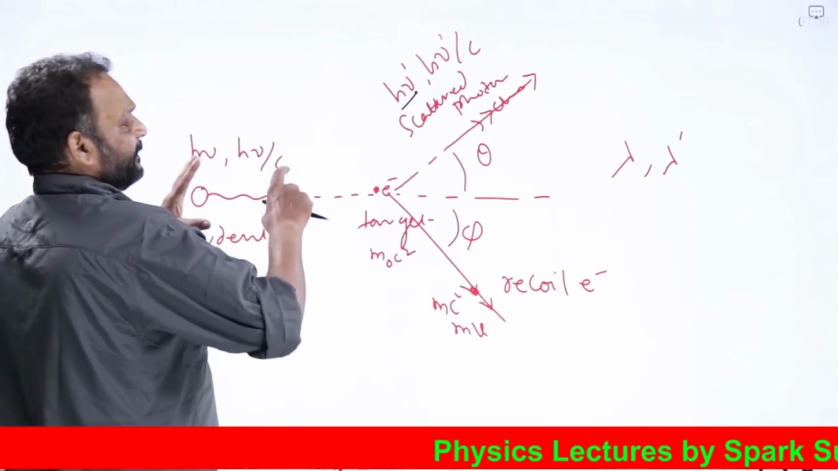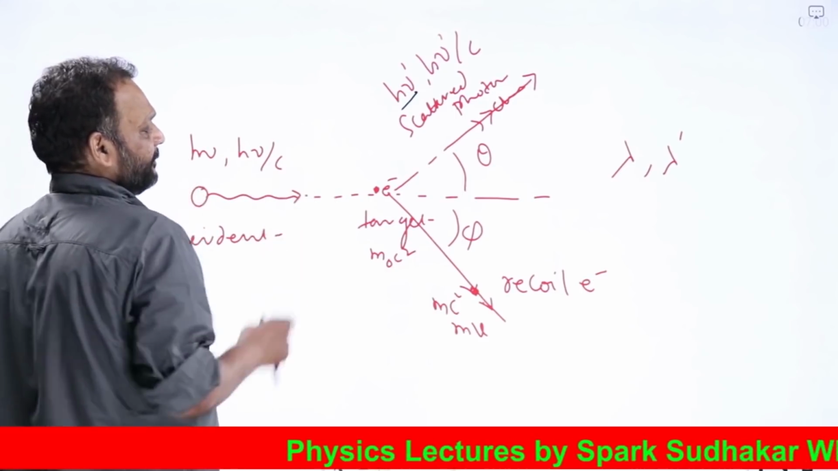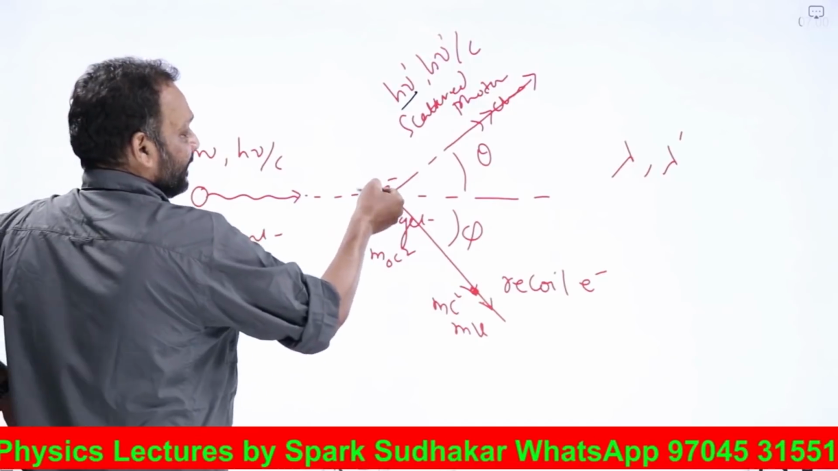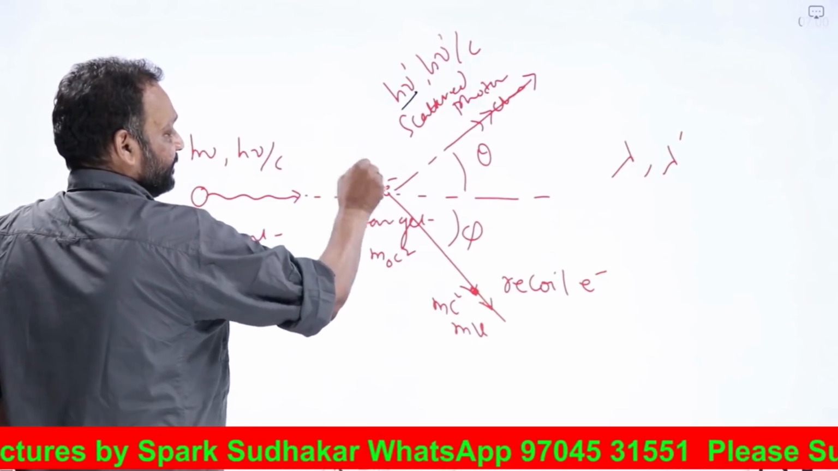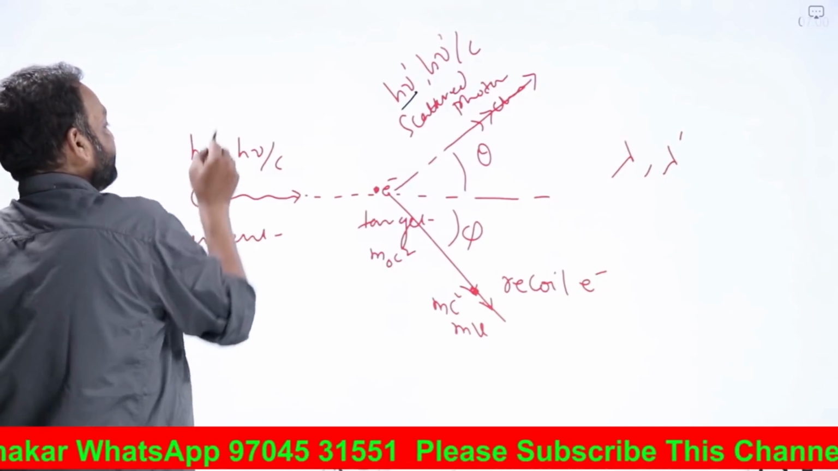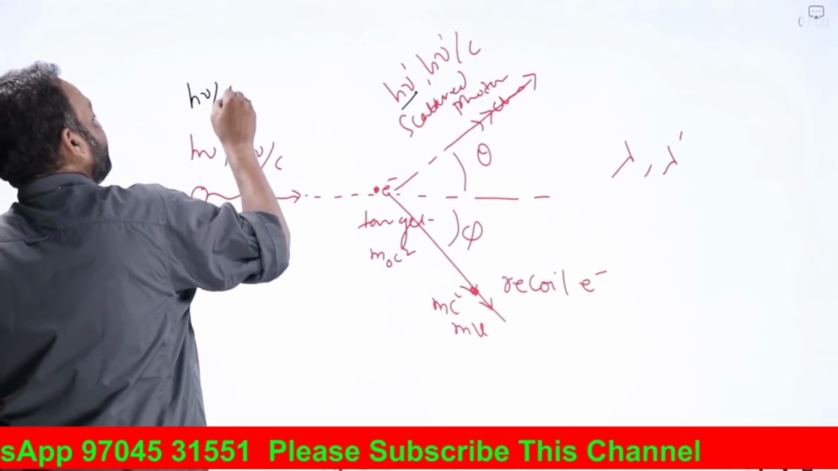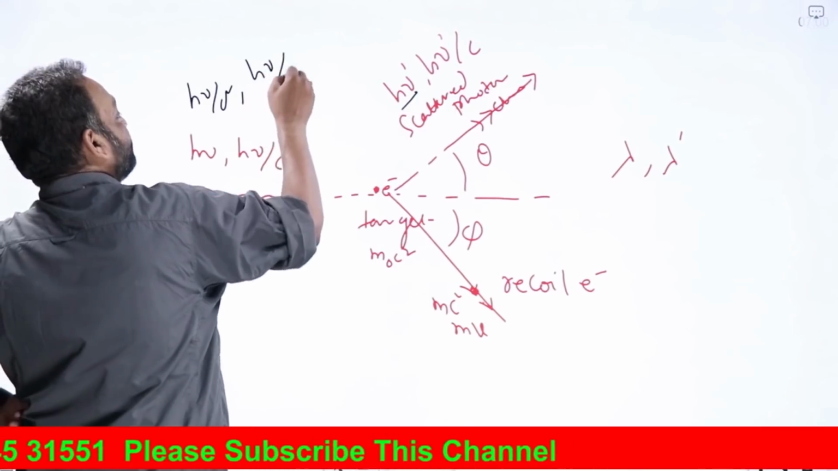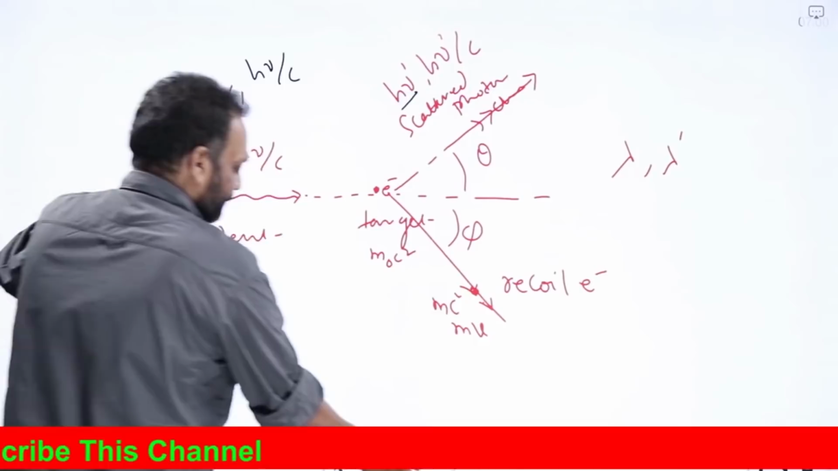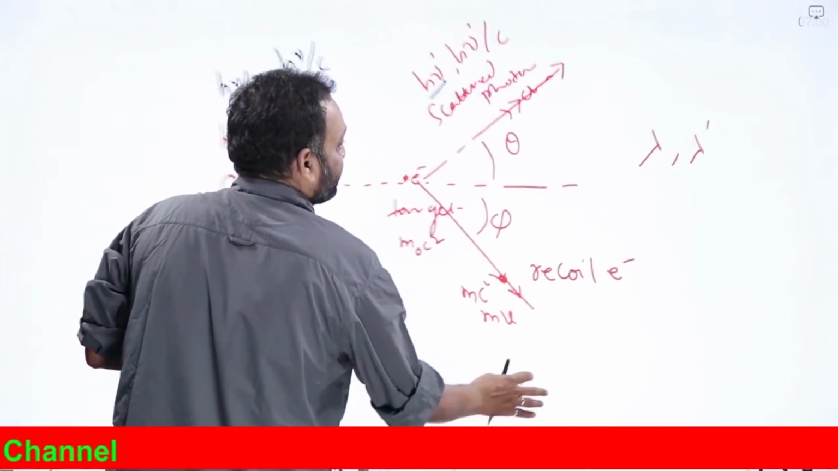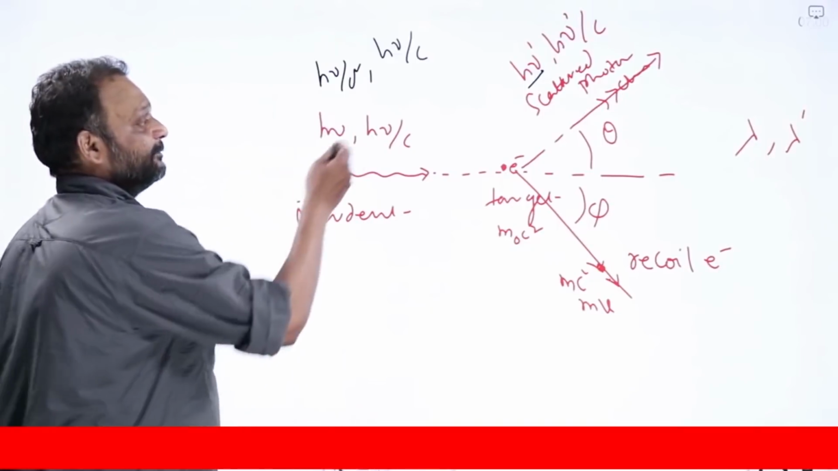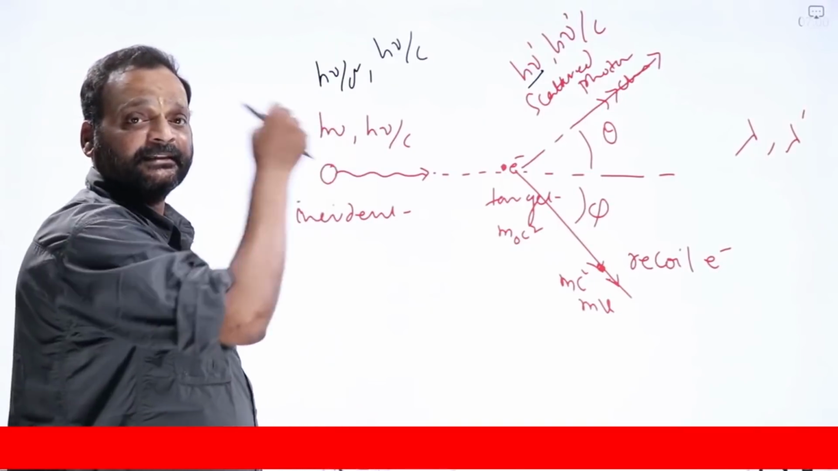Now I'll apply conservation of energy and conservation of momentum. Compton treated it as a collision between 2 particles. One is the target electron, which is assumed to be at rest and is a free electron, and the incident photon. Incident photon is also having some mass hν/c² and momentum hν/c. So it is a 2 particle interaction. Now when I apply the conservation of energy principle, what is it? Total energy before the collision must be equal to total energy after the collision.